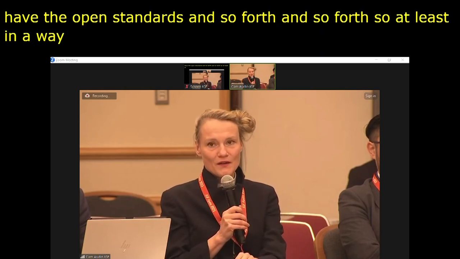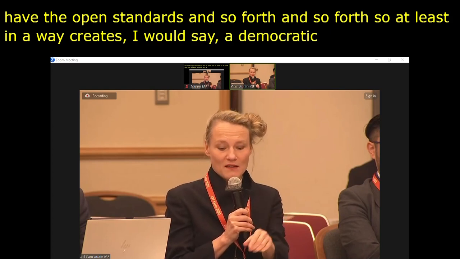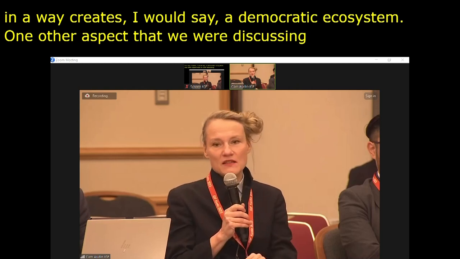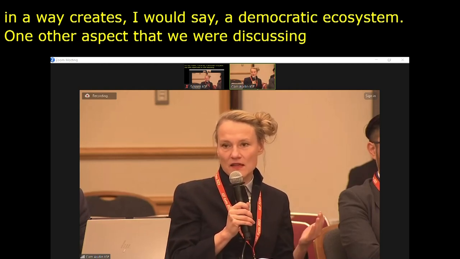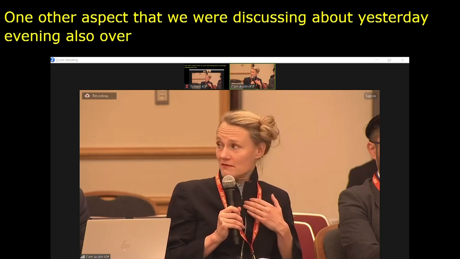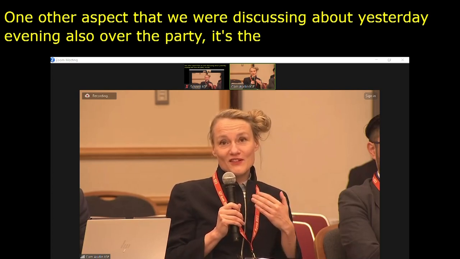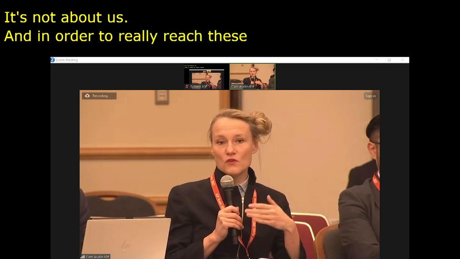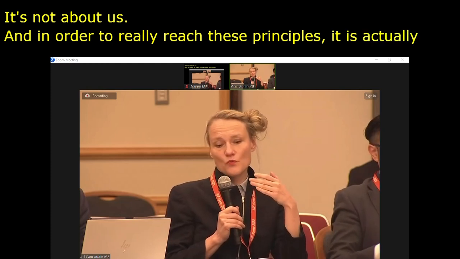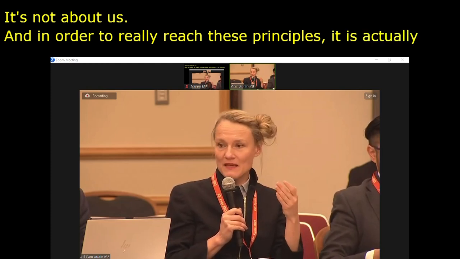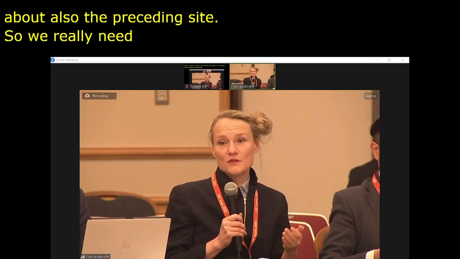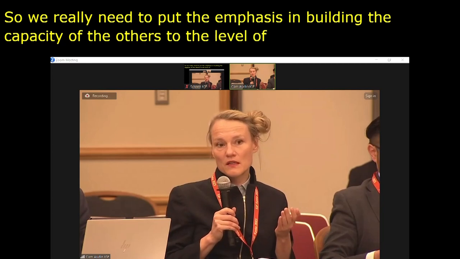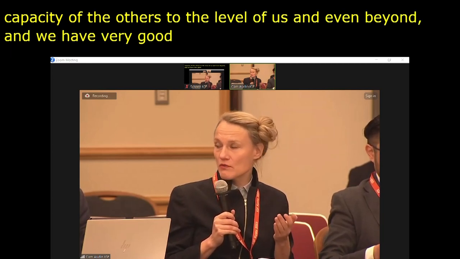But one other aspect that we were discussing yesterday evening over the party is that often we forget that development is not about us. And in order to really reach these principles, it is about also the receiving side. So we really need to put the emphasis on building the capacity of the others to the level of us and even beyond. And we have a very good practical example from long cooperation with Ukraine, for example.